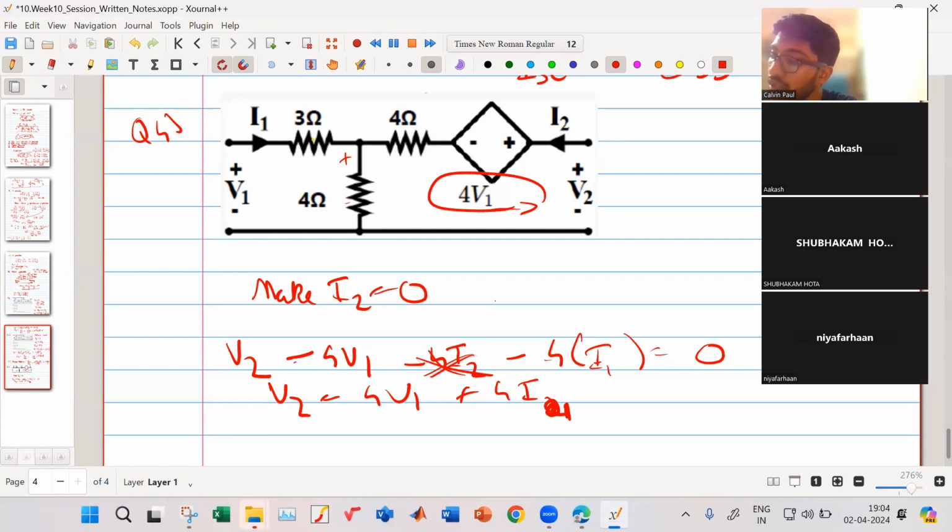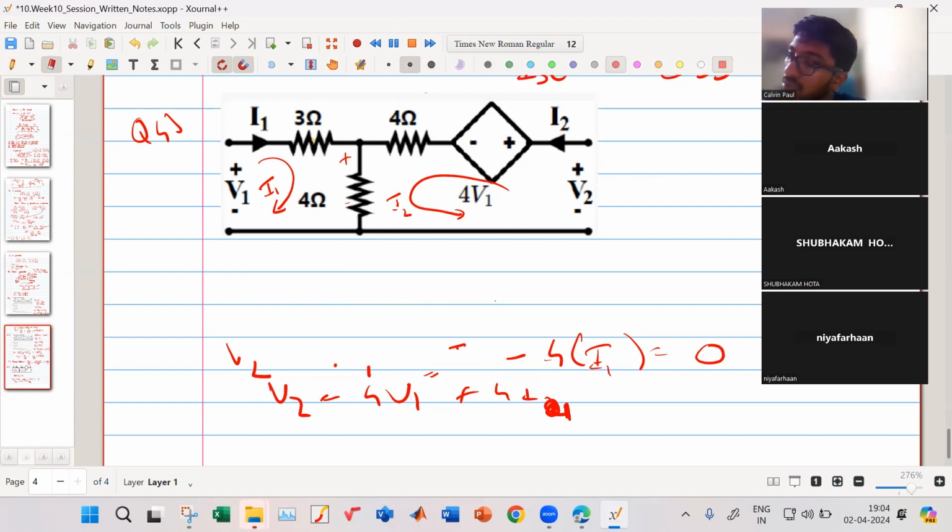So a better, easier way is to solve this entire circuit. You solve the entire circuit. Okay, so you have, this is your I2. Okay, this is your I1. So let us rub all this. We will not take any assumption, anything as zero. We will just leave them as it is.